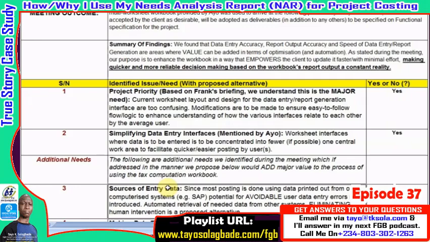So he told me the current worksheet layout and design for the data entry and report generation interface were too confusing. So the deliverable was for modifications to be made by me to ensure that there was easy flow and logic that will enhance understanding of how the various interfaces related to one another by the average user. Because from their assessment, it wasn't easy for the average person to just sit in front of the system and look at that workbook and make sense of what was supposed to happen, how to use it. It was not intuitive enough. All right, so that was something I had to change.